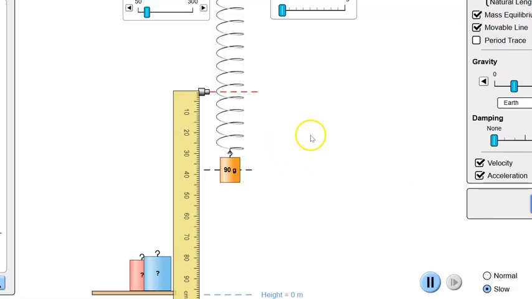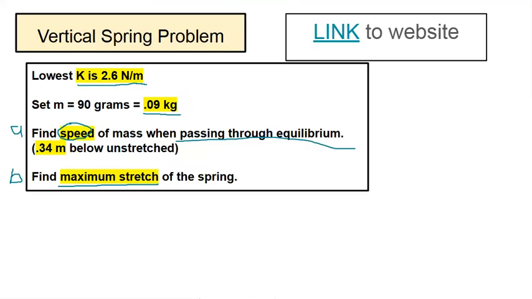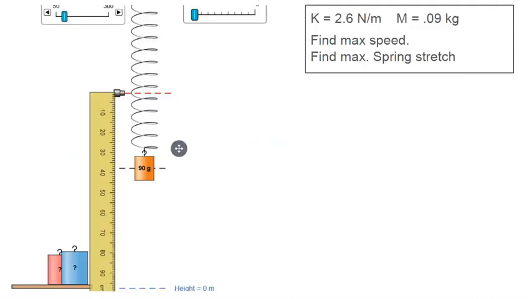Question number 1 is find... will I be able to draw on this? I'm not clear. Let's see. No, because that's not my document. Sorry, I'm going to take a screenshot and I'll be back with you. All right, here we go.